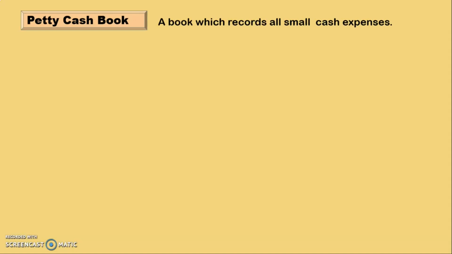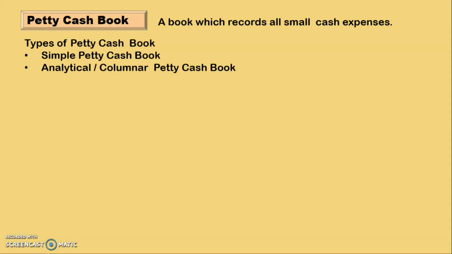Now, at the beginning of the month, the main cashier will hand over a certain amount to the petty cashier, and the petty cashier will look after all the expenses. At the end of each month, the petty cashier will give the details of all the expenditures to the main cashier, settle the accounts, and then take an advance for the next month's petty expenses. Now, in petty cash book, we have simple petty cash book and analytical or columnar petty cash book.